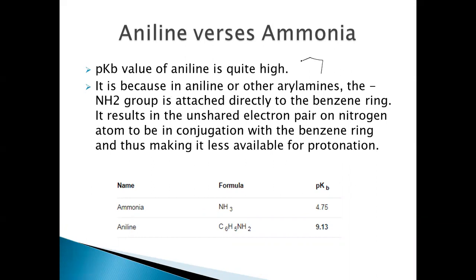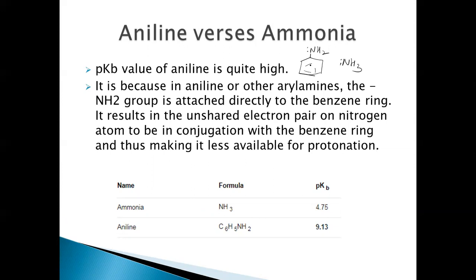This is aniline, and this is ammonia. Let's compare the basicity of these two. That means how easily each one of these is going to donate the lone pair of electrons which are present on the nitrogen. In my first video, I discussed why aliphatic amines are more basic than ammonia.